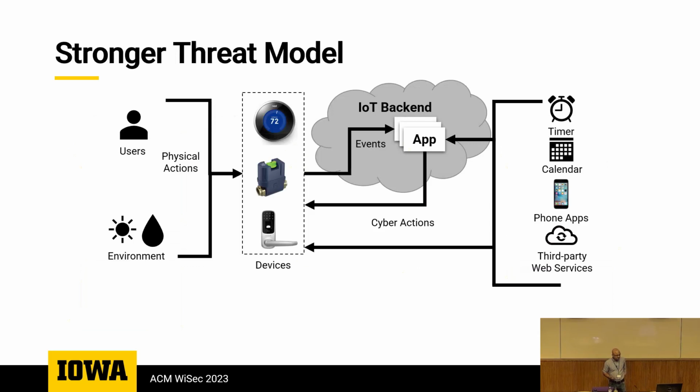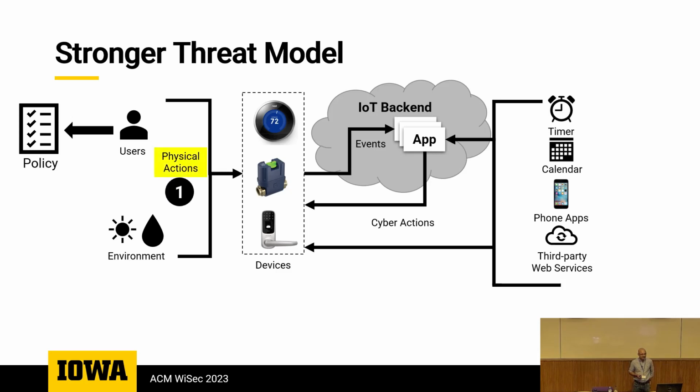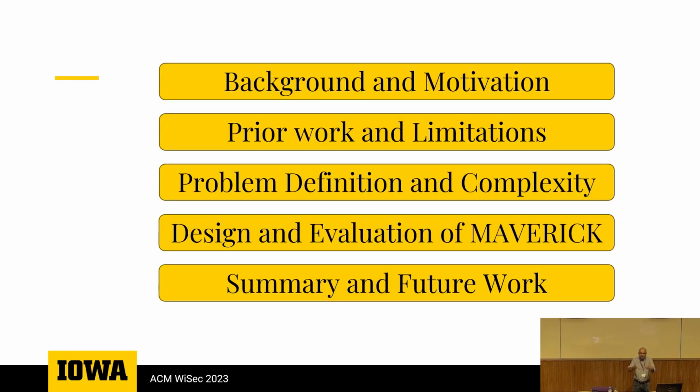Okay? Now, what this entails is that we get a stronger threat model because of the general look at the safety problem, where the users write a policy, and if there is a physical action, there is an update, and as a result, you will get a cyber action, or the third party does a cyber action, then you try to block it. Okay? Now I'm going to talk a little bit about design and evaluation. I might skip some of the slides if I'm running out of time.